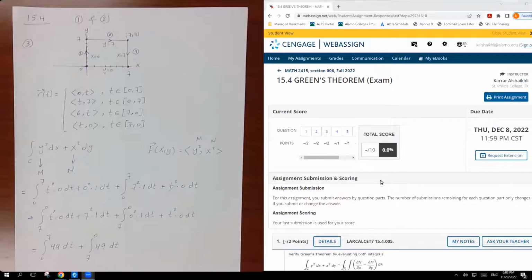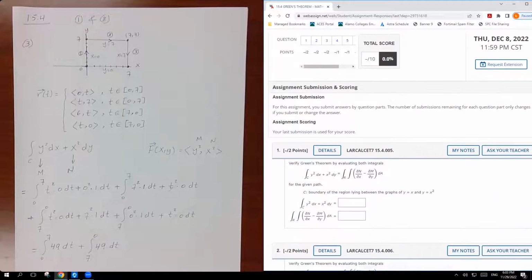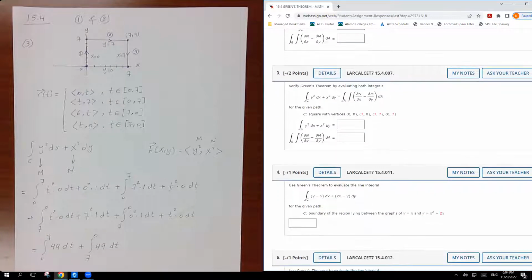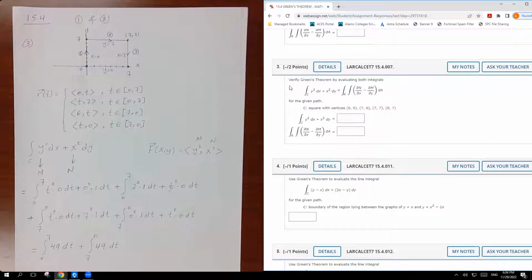Section 15.4, Green's theorem. I'm going to leave examples 1 and 2 for you because you're going to get exactly the same thing. Let's start with number 3. We're going to verify Green's theorem by evaluating both integrals. The first integral is on the region C, which is a square with the vertices (0,0), (7,0), (7,7) and (0,7). Then we have to verify the second part, and we have to get two equal sides.